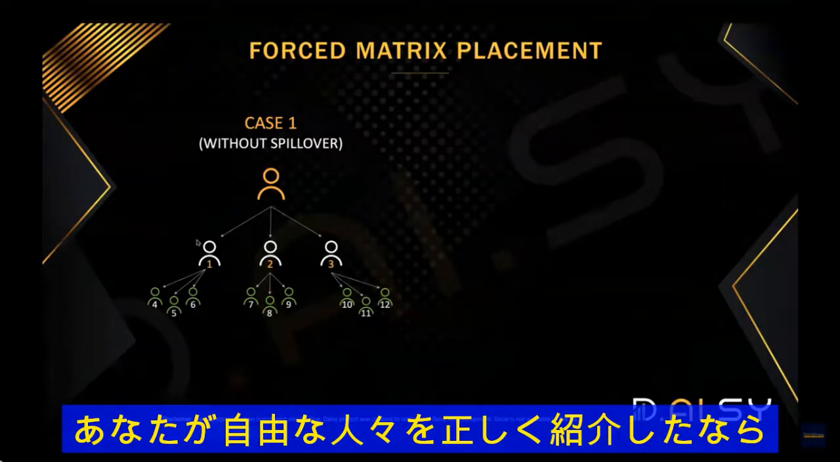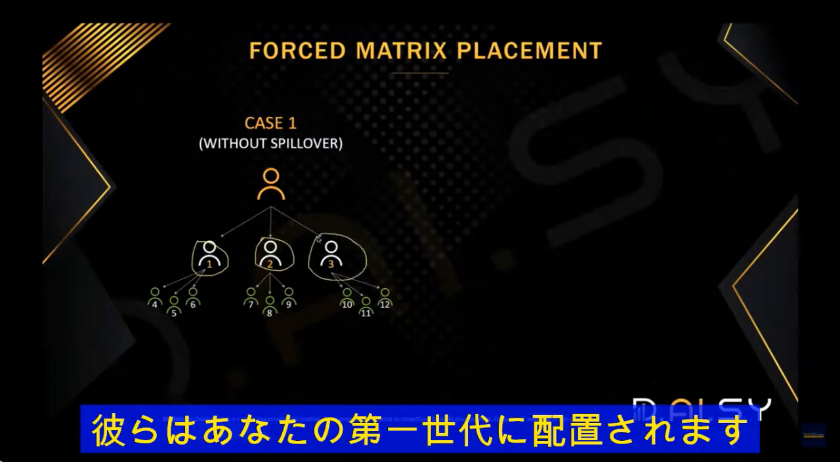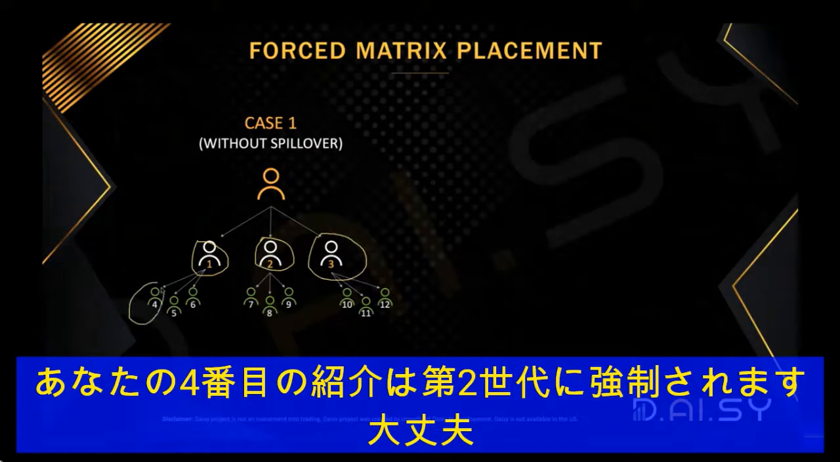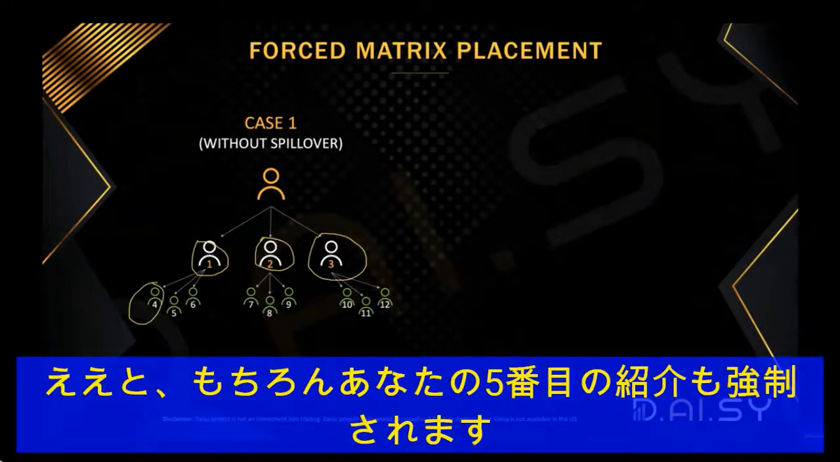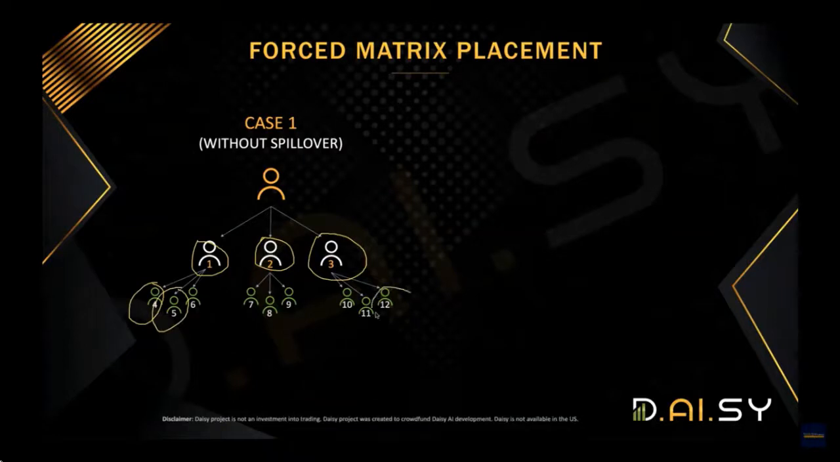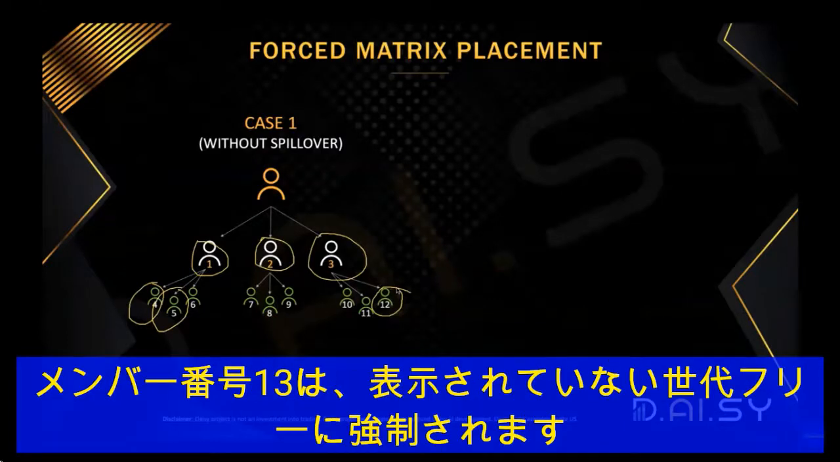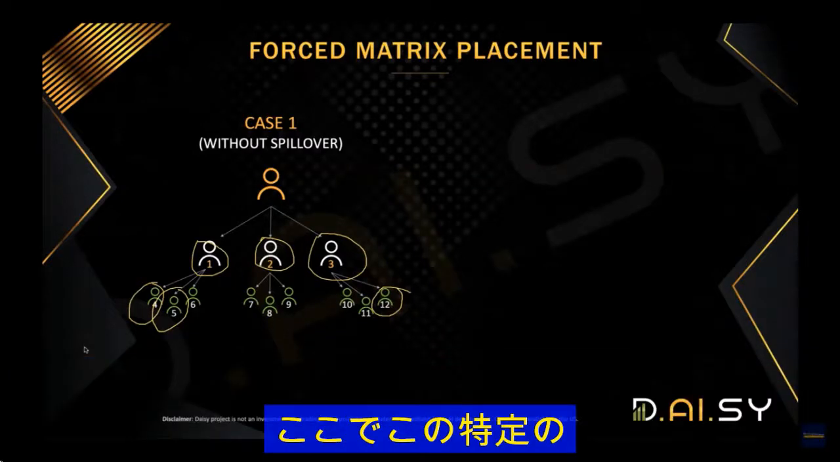Well, if you have referred 3 people, right, they will be placed on your first generation. Your number 4 referral will be forced to the second generation. Okay. And of course, your number 5 referral will also be forced to the second generation. And only 12 members can be placed in the first 2 generations. Member number 13 will be forced to generation 3, which is not shown here on this particular chart.